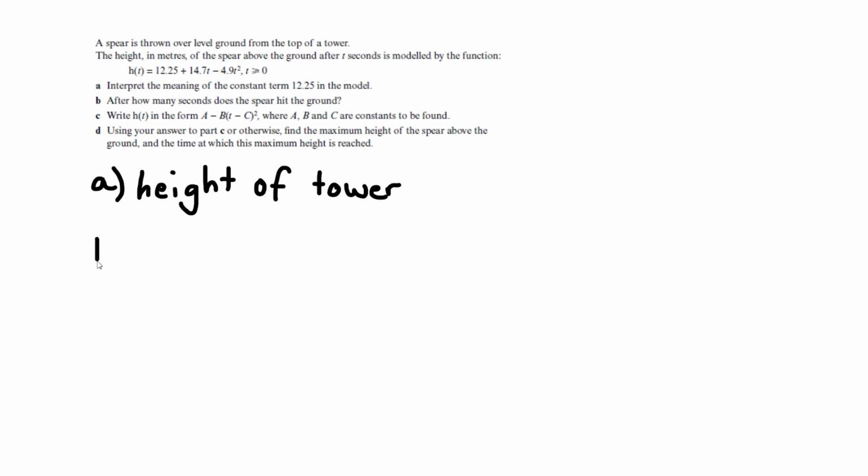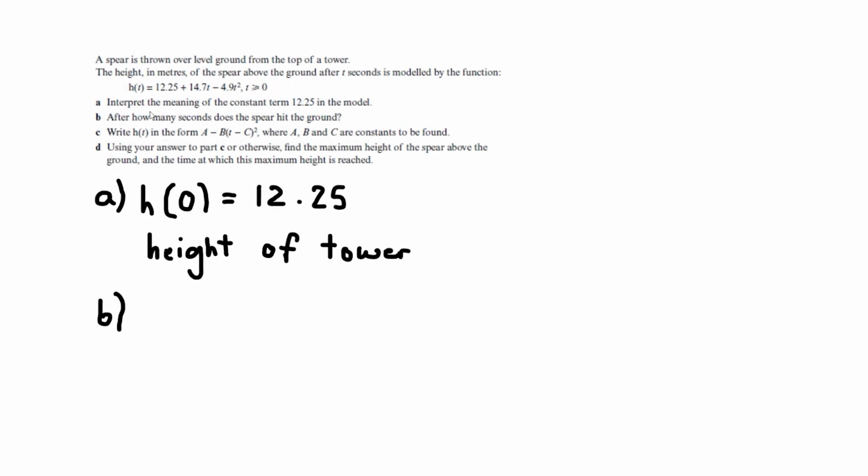Now let's go on to B. After how many seconds does the spear hit the ground? Well, what we want to do in this case is, instead of subbing in 0 for t, we want to sub in 0 over here for height, because we want to find the time at which the height or y value of the spear is 0, because that's when it's hitting the ground, right? So let's do that. So we're basically just subbing in 0 over here.